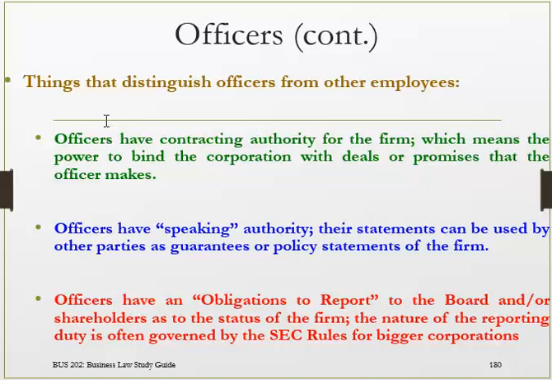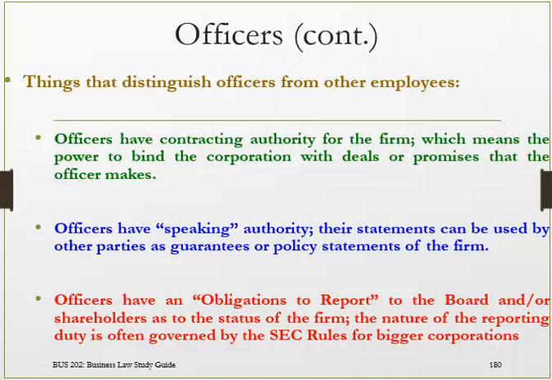One thing that distinguishes an officer from another employee: obviously the officers are employees of the company, just like people who work on the assembly line or the custodian or whatever. But there are some distinctions between officers and regular employees. First of all, officers have authority to bind the company. An officer can sign a contract and make an agreement on behalf of a company, whereas a lower level employee cannot. An officer has speaking authority for the company.